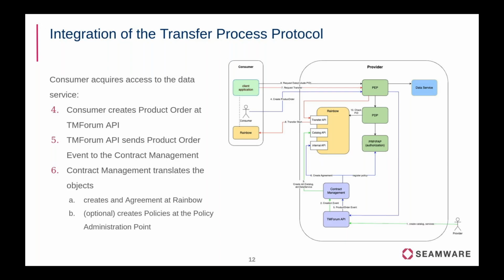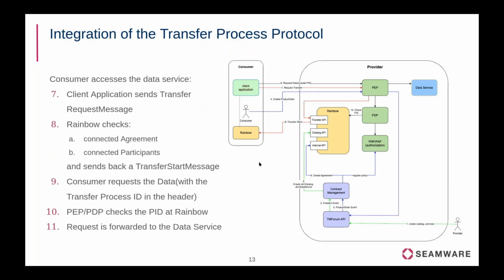And one thing that we also have not fully implemented yet, but partly, is creating all policies that additionally belong to the product offering and to the product order at the policy administration point. So it could be that the product offering contains certain conditions under which the data service should be made available. Let's say our consumer only bought access to the data service on weekdays between 10 and 12. Then we somehow need to enforce this policy. And this policy can be connected to the product order and offering itself, and will, through the contract management, be registered at our policy administration point, and therefore automatically be enforced in the future.